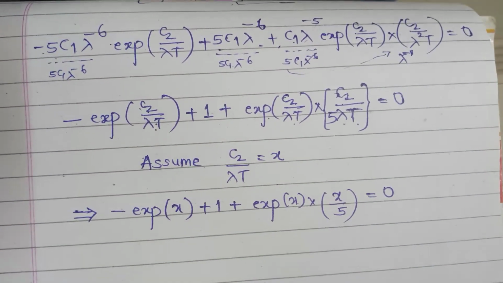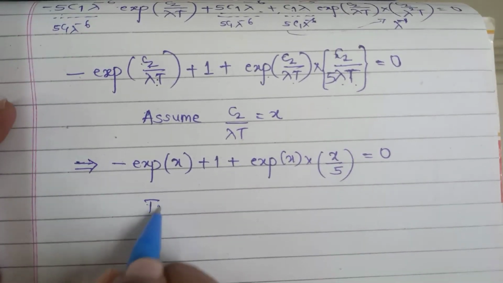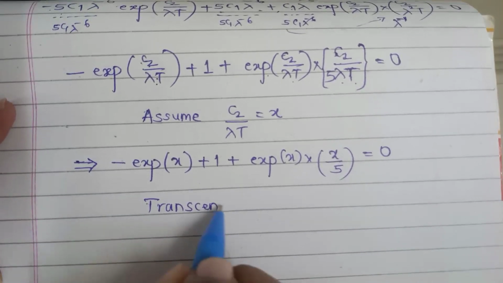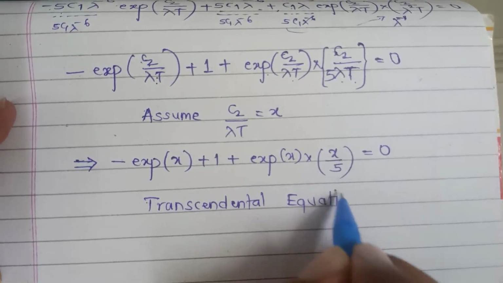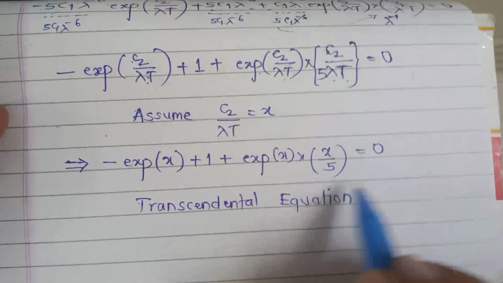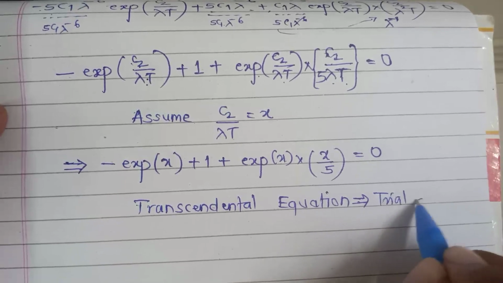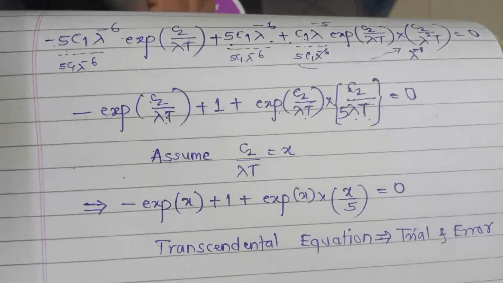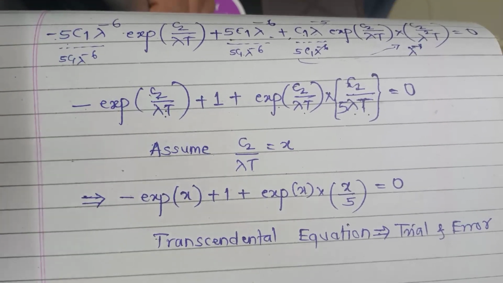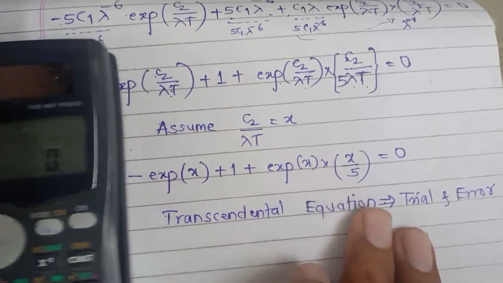Now this is a transcendental equation. I will write the spelling here for you. This is a transcendental equation, and because it involves so many terms such as this exponential term and other algebraic terms, it can be solved using trial and error method or numerical method. So we will solve it by trial and error method. Now I will show you how to do that if you are doing such an equation on a calculator. So firstly I will have to put this entire equation inside the calculator. So let us see how to do it.